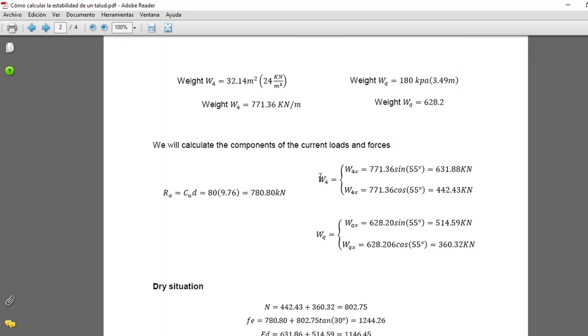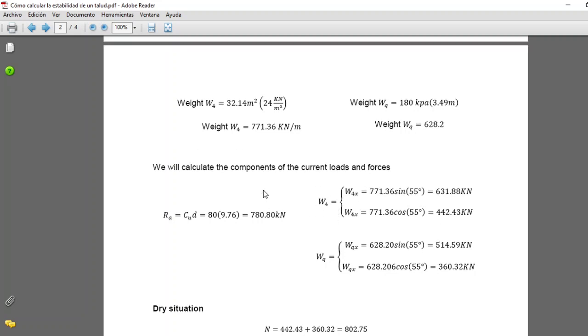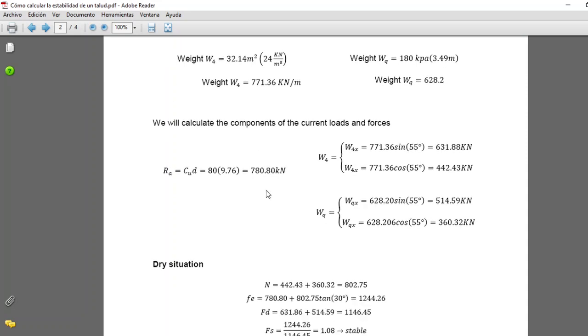And for the components, we need this result.